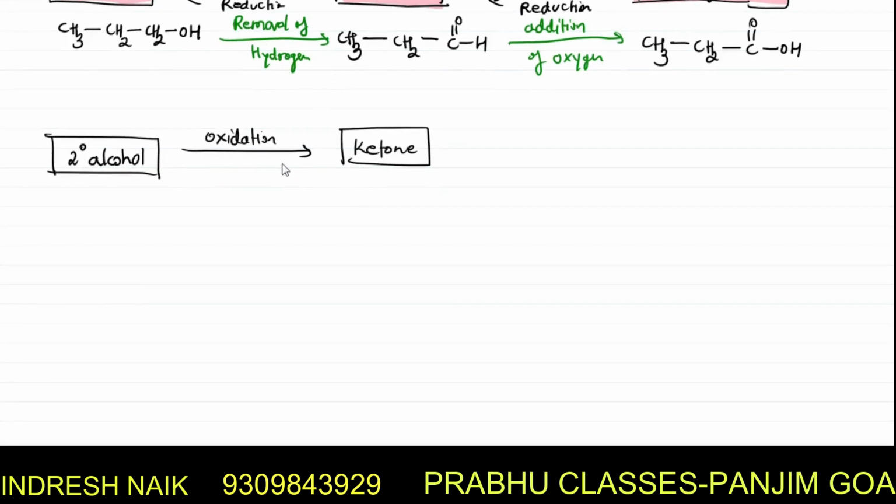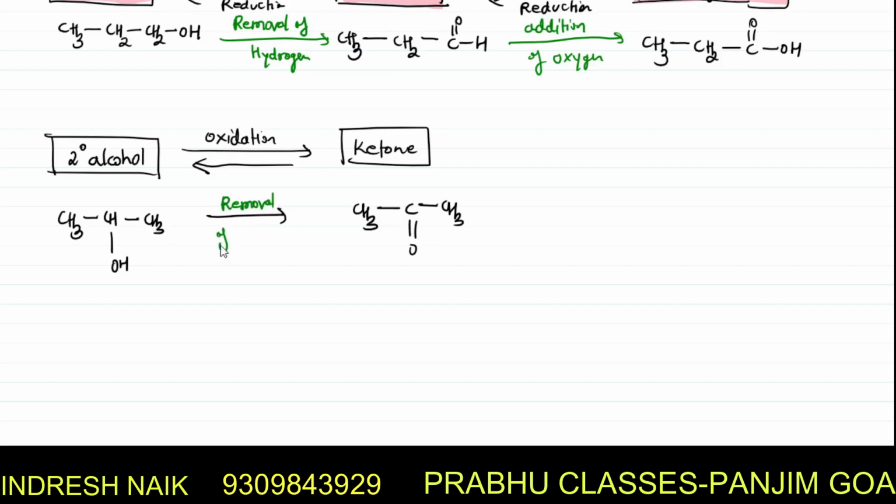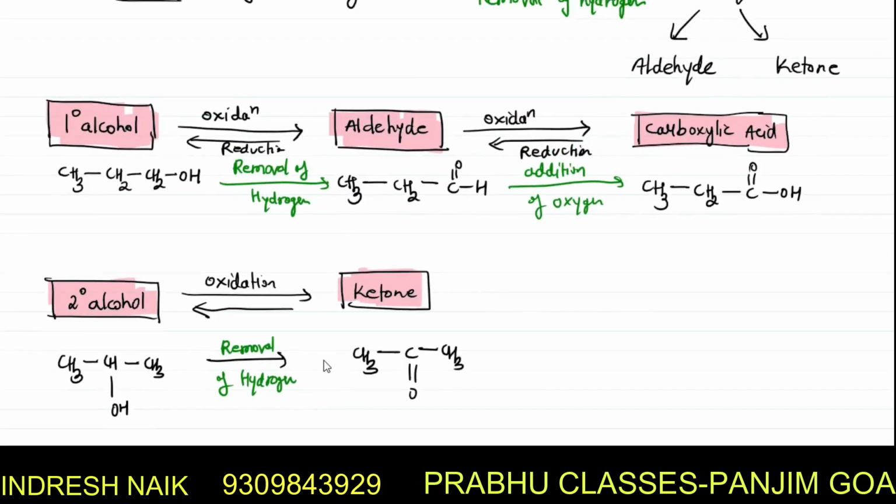If you reduce the ketone, what you are going to get is a secondary alcohol. I can take the example this way: CH3, CH, CH3, and this is OH. This is a secondary alcohol, no? And if you do the oxidation of this, what you are going to get is CH3, C double bond O, CH3. Here, this hydrogen and this hydrogen are removed. So this is oxidation, because of the removal of hydrogen. Remember this: secondary alcohol gives you a ketone. So this is the whole flow chart.